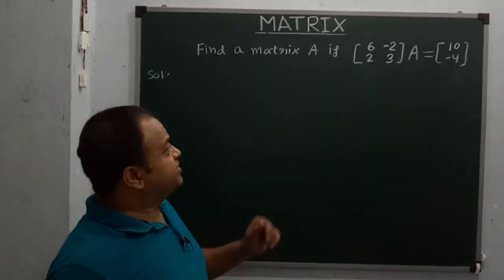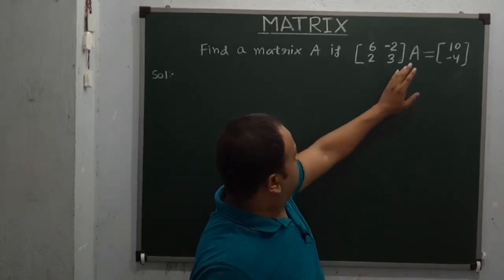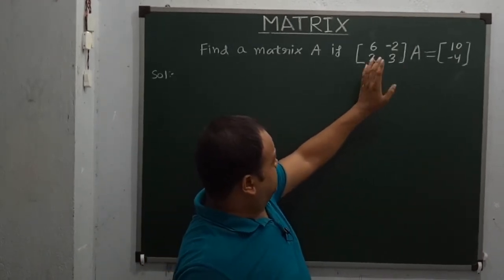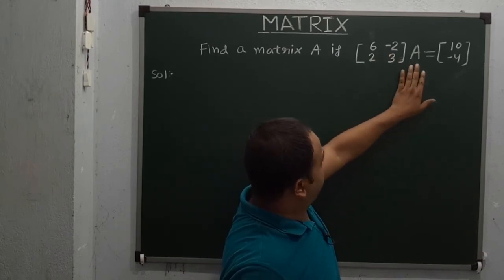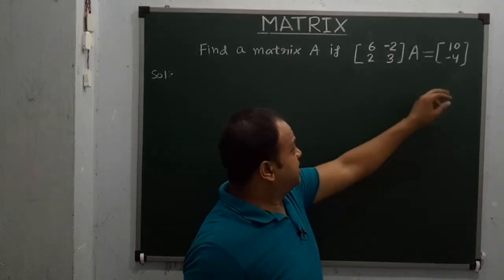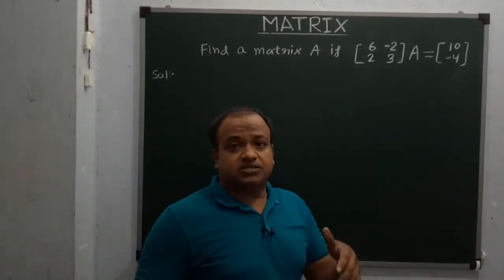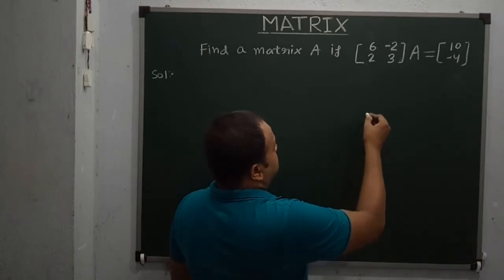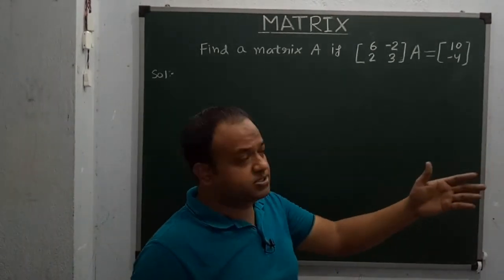The next question is very important. Here you have to find the matrix A. It is given that the matrix 6 minus 2 2 3 is product with A. We are getting 10 and minus 4. Now first we have to apply that earlier rule that number of column of the first matrix must be equal to the number of row of the second matrix.